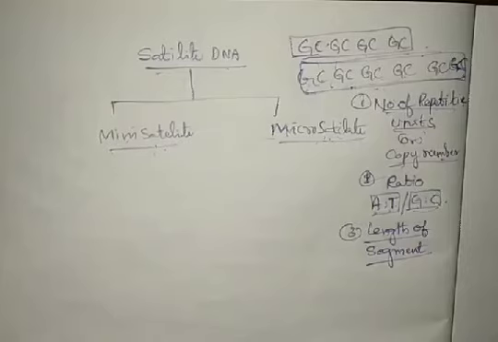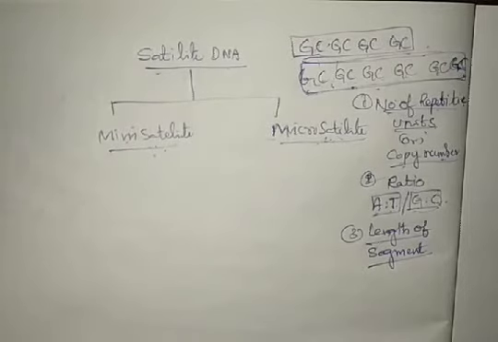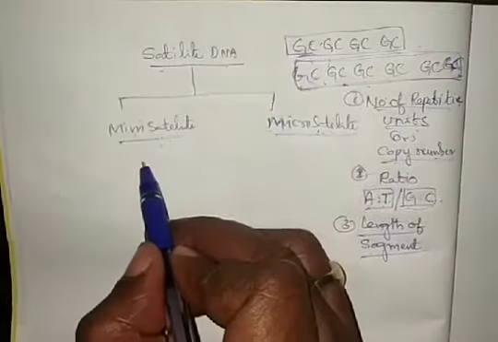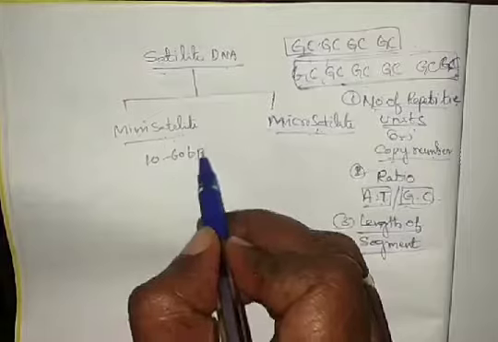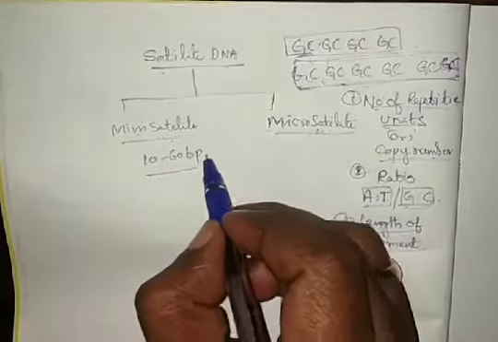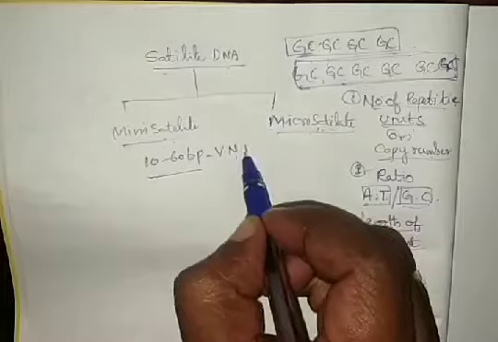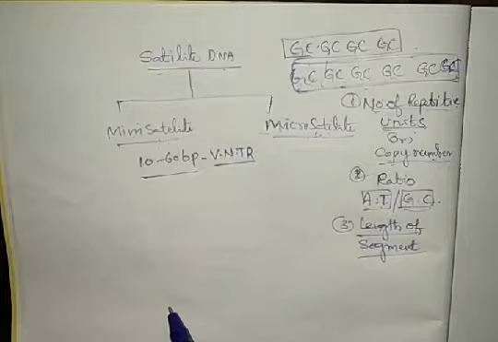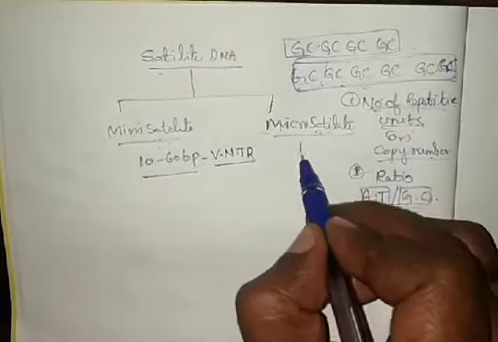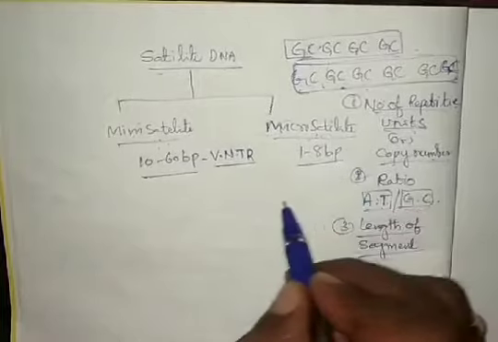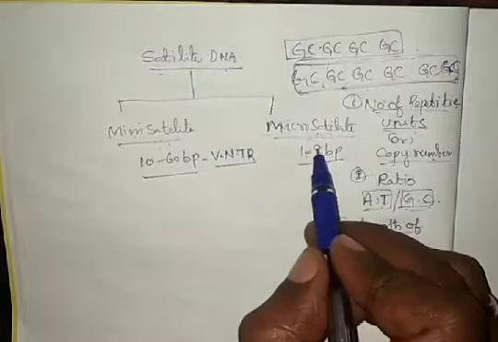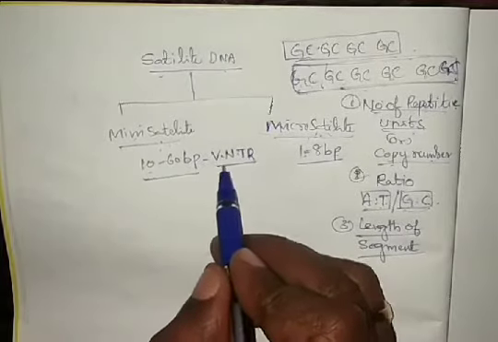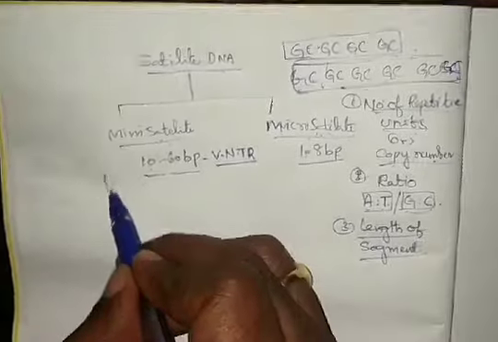Actually, in the repetitive sequences of mini satellites, 10 to 60 base pairs are present. These are called variable number of tandem repeats. In microsatellites, 1 to 8 base pairs are present. How many base pairs are present? 1 to 8.